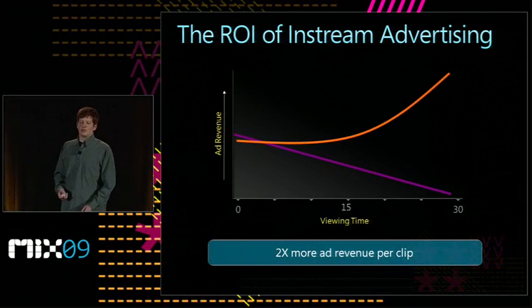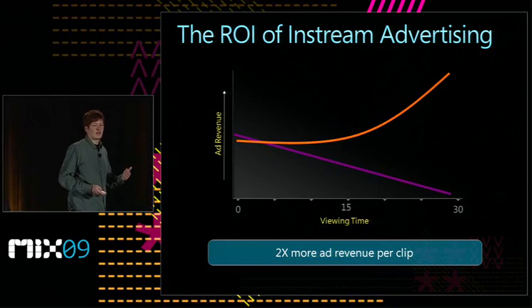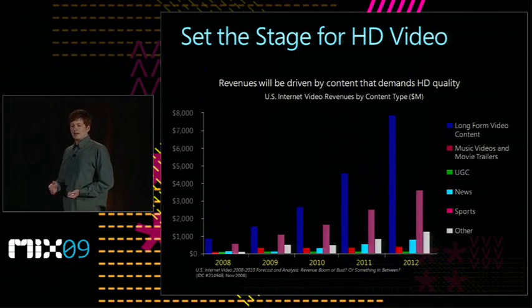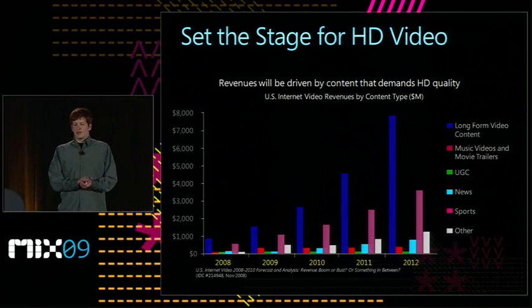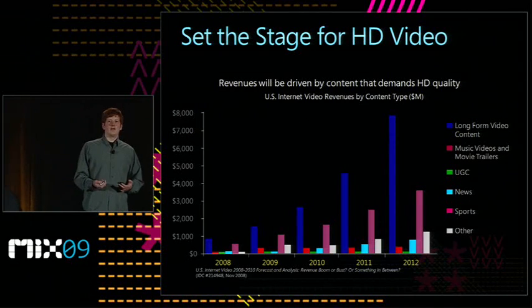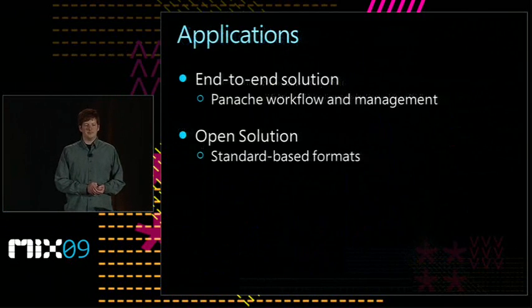As you can see, when you effectively use in-stream advertising, the amount of revenue you can get per clip can go up as the length of the clip increases rather than going down. And revenue has been shown to improve with long-form video content and high-resolution, high-definition video. So this is something that fits well with smooth streaming and adaptive edge, and we'll show a little bit of a demo of that as well.